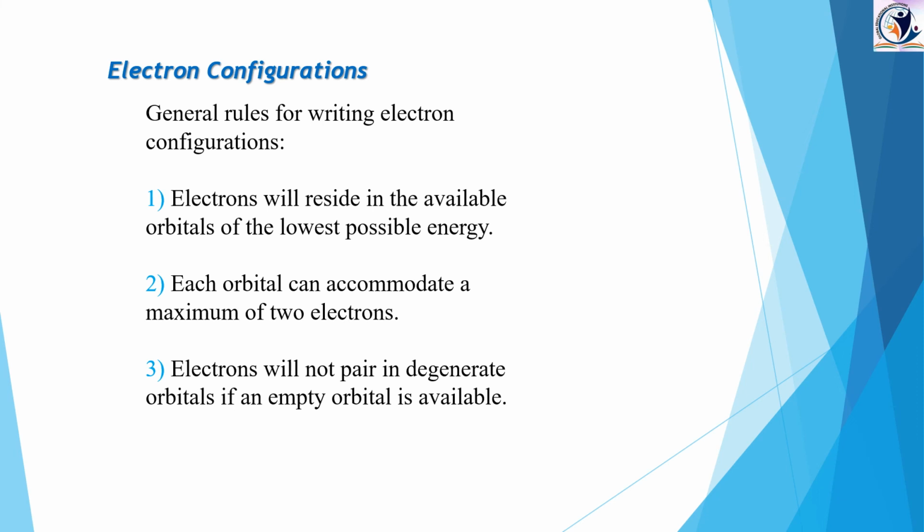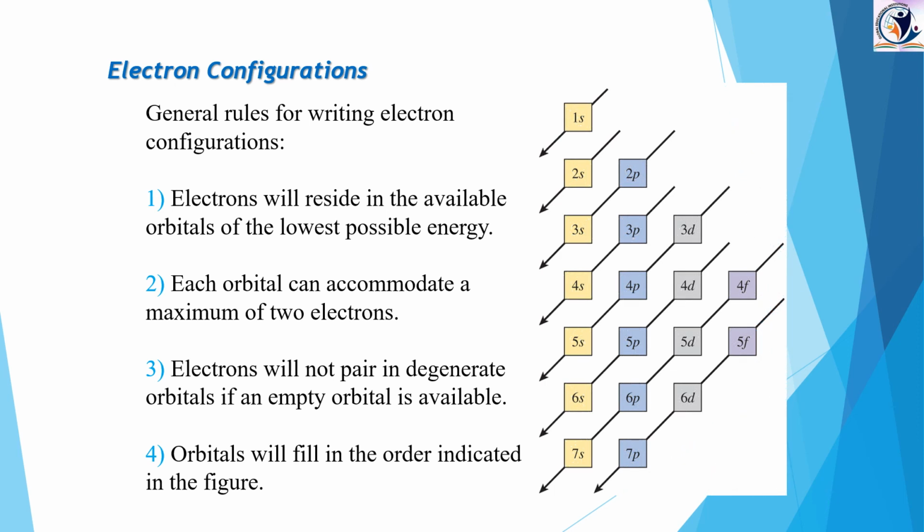This is what we discussed about the 3 principles. Electrons residing in the available orbitals of lowest possible energy is the Aufbau principle, each orbital can accommodate a maximum of 2 electrons is Pauli's exclusion principle, and this one is about degenerate orbitals. Empty space should be filled before pairing. That means you should not pair suddenly. We should complete the degenerate orbitals all with a positive spin, then they should be paired. This is Hund's rule.